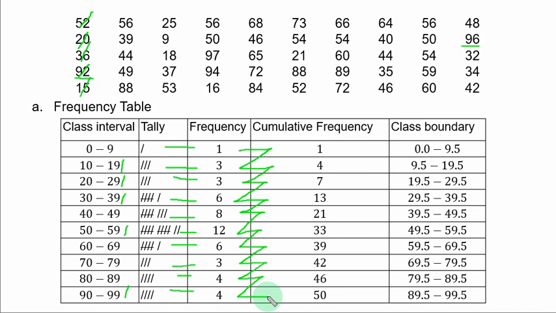For the class boundary, what you must obtain first is the boundary value. The boundary value is the difference in adjacent sides divided by 2. You can take 10 and 9. You can take 20 and 19. You can take 30 and 29. The difference is always 1. If you divide it by 2, you have 0.5.